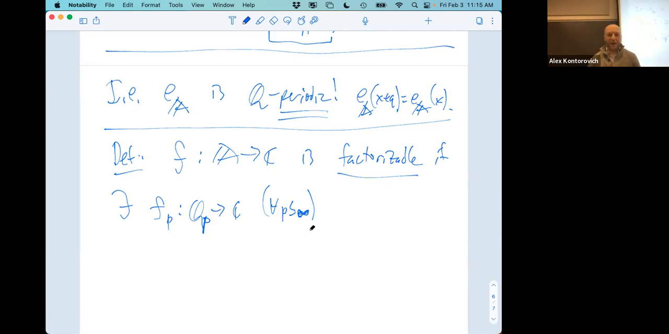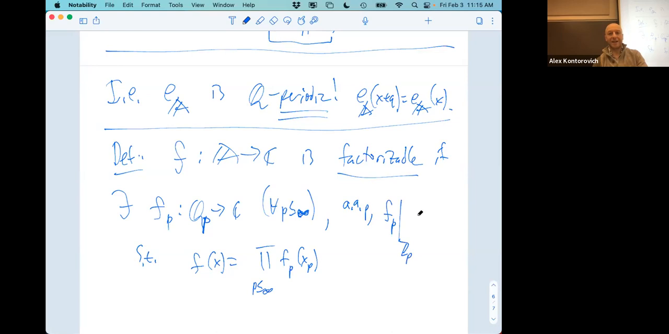Okay. So what does it mean for a function to be factorizable? This is not just a trivial definition. I'm not just going to say there exist these functions such that f of x is equal to a product of f_p at x_p. But I need one more condition, which is that for almost every prime, for almost every place, f_p, when restricted to Z_p, is identically 1.